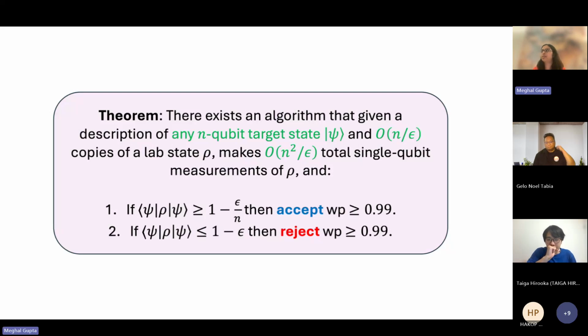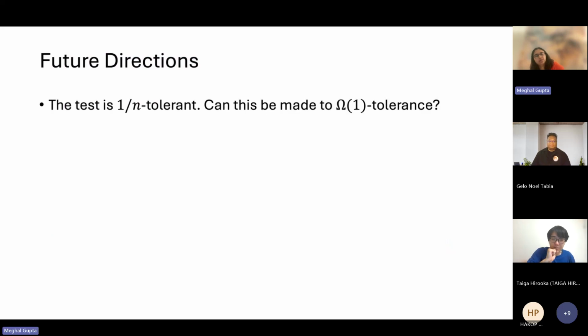The next thing I'm going to talk about is future directions. We've already touched on basically everything I wanted to cover here, but I'm going to state it anyway because I think all of these questions are interesting to investigate. The test was only 1 over n tolerant.